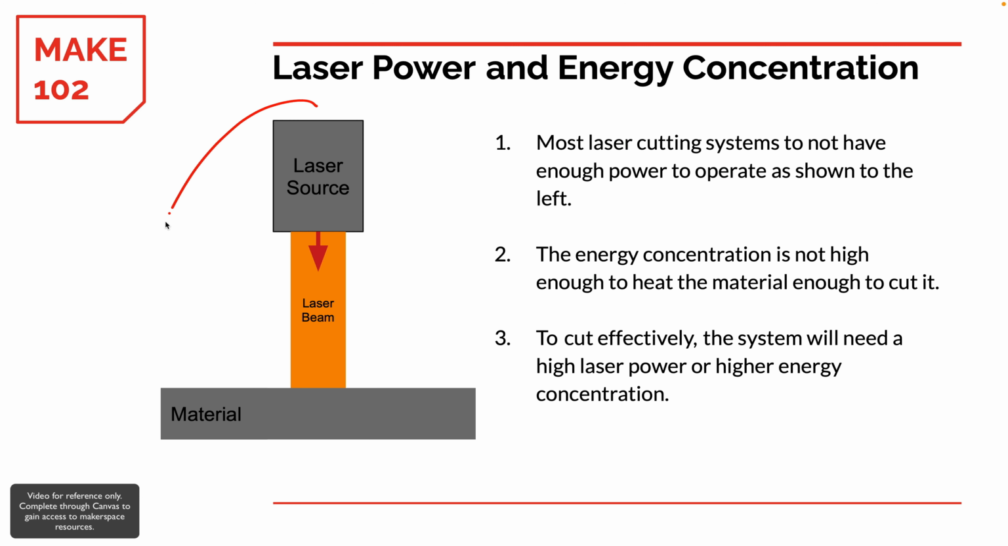So we have been using this simplified diagram of a laser cutting system so far. But the truth of the matter is most industrial cutting systems do not have enough power to operate as shown. The energy concentration in the area below the laser beam simply is not enough to cut material. So to do this effectively, we would need a very high laser power, or we need to increase the energy concentration. And this is the way most laser cutting systems work. We find a way to focus the beam to a smaller point.